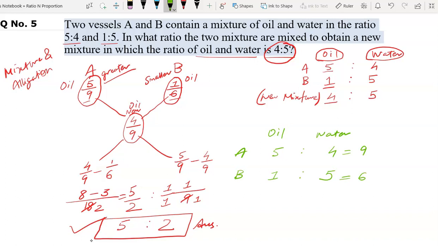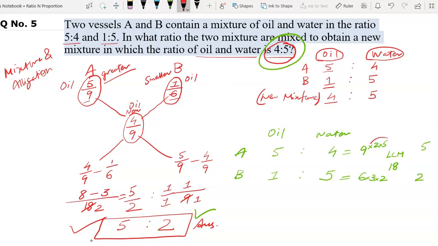In order to make the quantity the same, we will take the LCM. LCM will be 18. So 9 into 2 gives us 18, so we will multiply this by 2. 6 into 3 gives 18, so we will multiply this by 3. Now this is given, and we need to find this 4 is to 5. They are mixed in the ratio of 5 is to 2, so we will multiply this by 5 and this by 2.